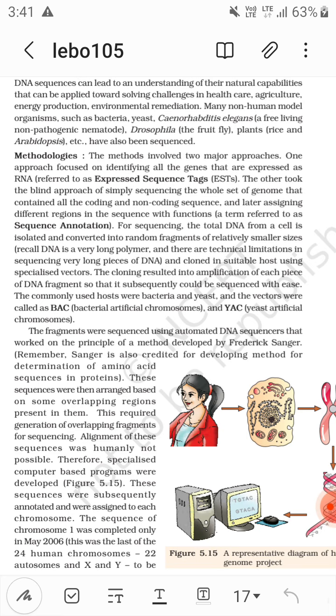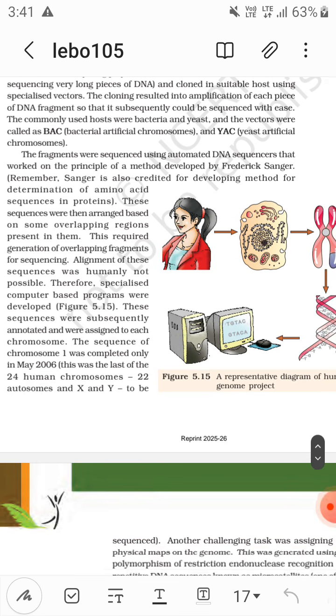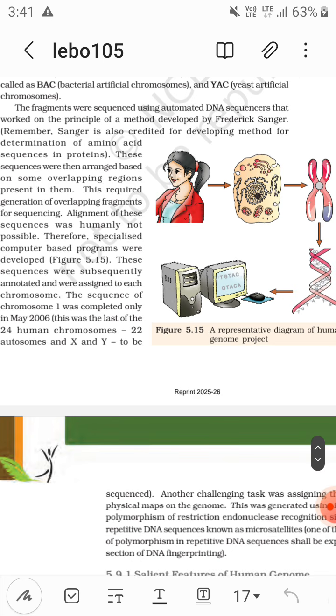In that, it's a blind approach of simply sequencing the whole set of the genome that contains all the coding and non-coding sequences and later assigning different regions in the sequence with their functions. So this is sequence annotation. The sequence of chromosome 1 was completed only in May 2006. This was the last of the 24 human chromosomes, 22 autosomes and X and Y, to be sequenced.